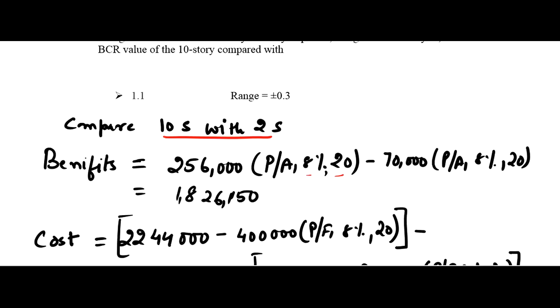So I'll repeat it again. The annual rental value for the 10-story case, that is 256,000 times P/A 8% 20, minus the annual rental value for 2 stories, that is 70,000 P/A 8% 20. So this will give you a value of 1,826,150, and it should be in dollars.